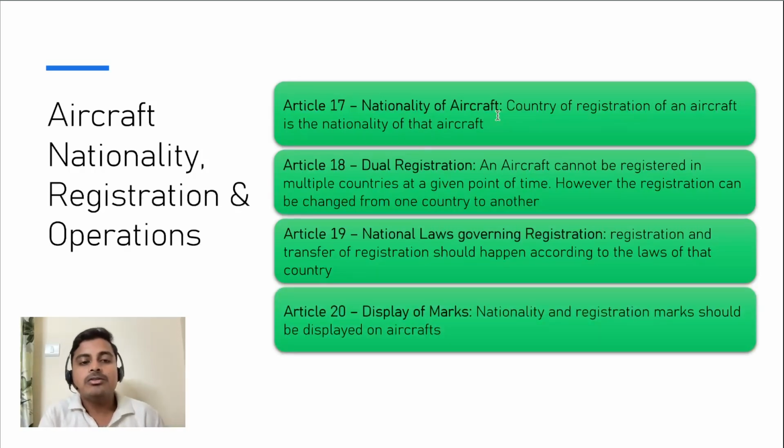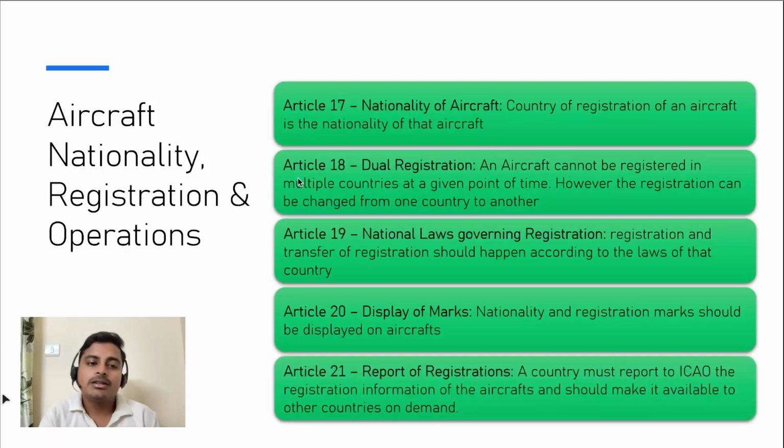Article 20, display of marks. Nationality and register marks should be displayed on aircrafts. So each aircraft has a unique registration code starting with a prefix that identifies its country. Example, all the aircrafts in India are registered under the mark VT. So VT is the initial for the registration mark in India, and for US it is N. The registration marks on the aircraft change when the country changes.